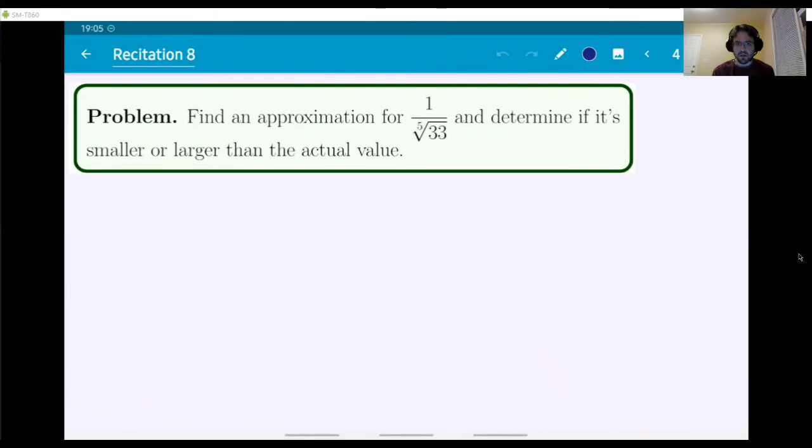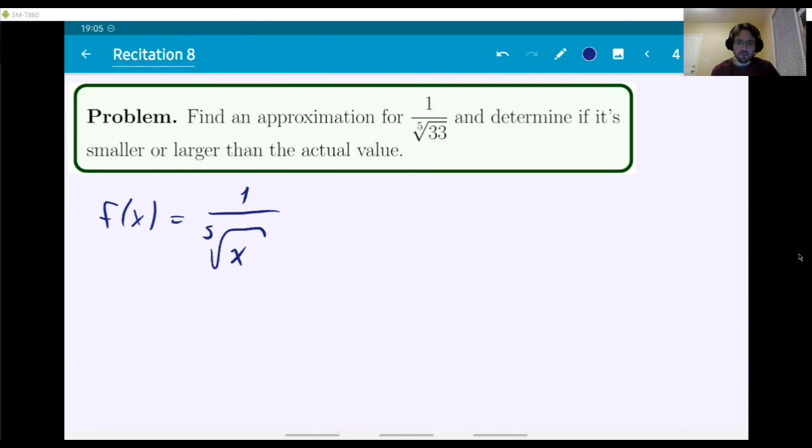This problem is very similar to problems that we've done, so I'm not going to finish this entirely. Maybe this will be one of the questions that I ask in the follow-up questions in this recitation activity. This is a very simple one where we want to find an approximation for a certain number and determine if it's smaller or larger than the actual value. So when you look at this, you have 1 over the 5th root of the number 33. You can probably guess that this is the function that you want to analyze, the 1 over 5th root of a number. And the number in this case is 33.